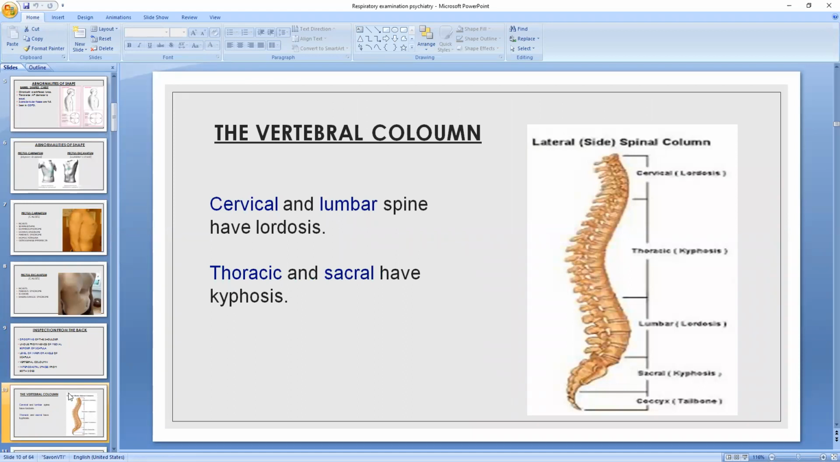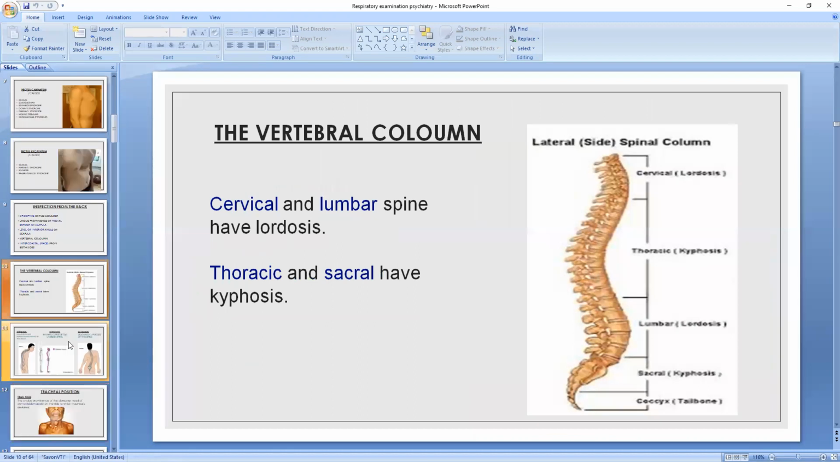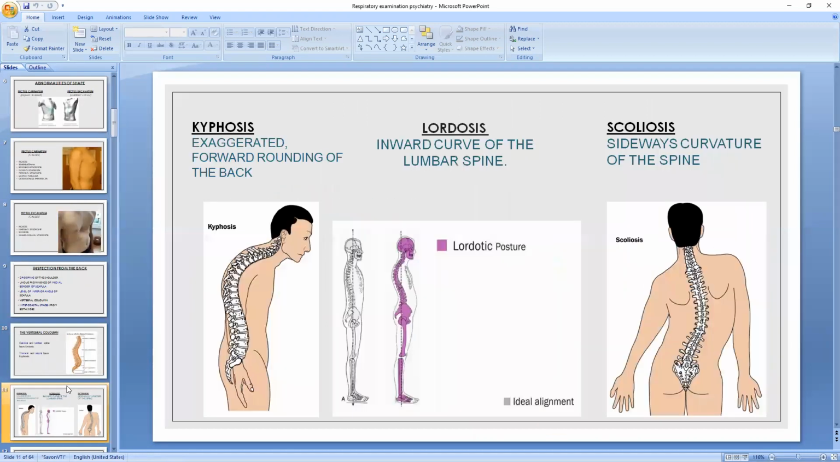Normally, cervical and lumbar spine have lordosis, and thoracic and sacral spine have kyphosis. Exaggerated forward rounding of the back is known as kyphosis, and inward curve of the lumbar spine is known as lordosis, and sideways curvature of the spine is known as scoliosis.